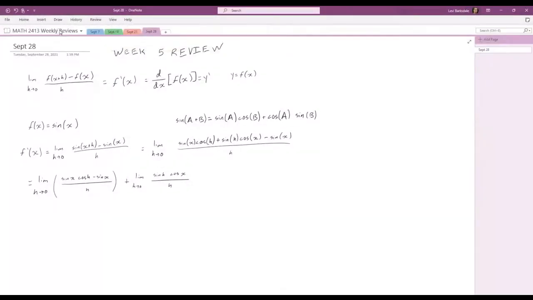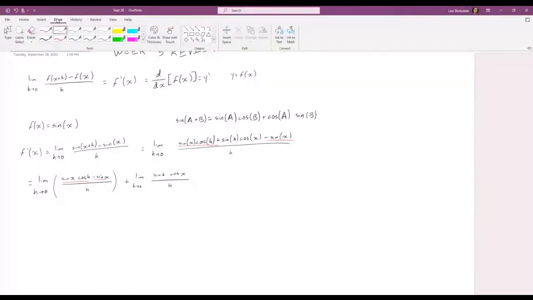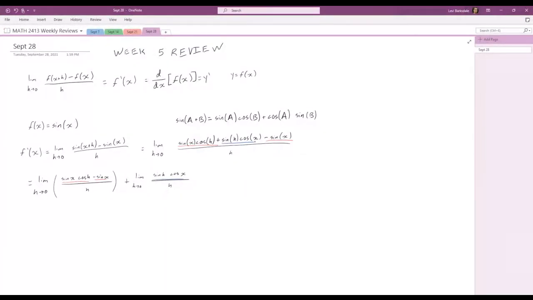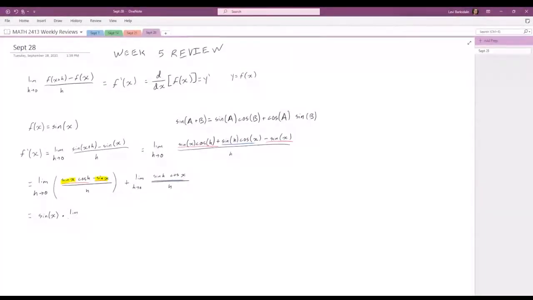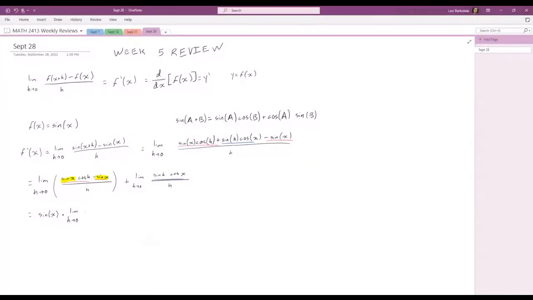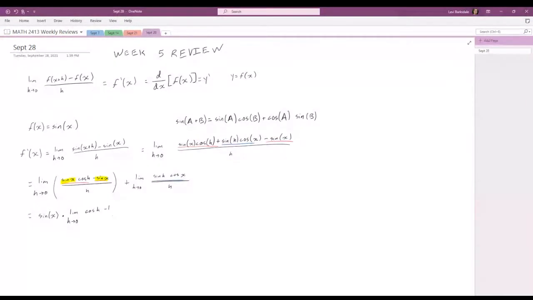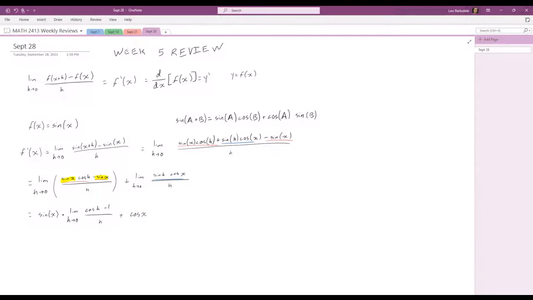And where I get all this from is I just take sine x cosine h minus sine x, that's my first part. And my second part, sine h cosine x. It seems kind of arbitrary why I'm doing this, but the big idea is I wanted to get it so that I could take out my sine of x's right here and group my sine of x's. In fact, because I'm taking the limit with respect to h, sine of x is almost like a constant, so I'm going to just pull it out of my limit. This gives us the limit as h goes to 0 of cosine h minus 1 over h. And same thing here, I'm going to pull out my cosine of x because I'm taking that limit with respect to h, so cosine of x is a constant in that case.